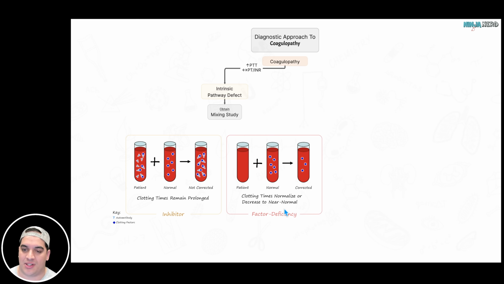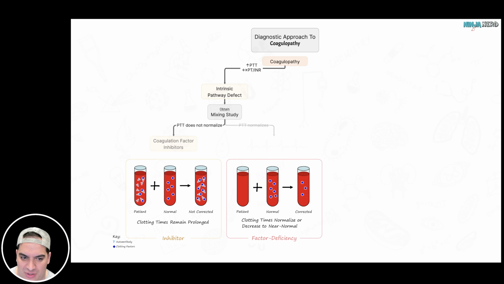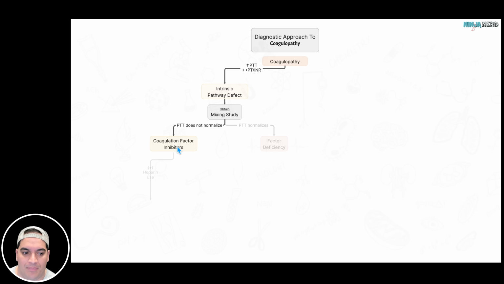So what I want you to remember is when you have a patient who bleeds and their PTT is prolonged, you do a mixing study and it stays prolonged, it's an acquired coagulation factor inhibitor. If it does improve, it normalizes or decreases, it's a factor deficiency. That's super, super important. So let's say we take the patient where it does not normalize and it's a coagulation factor inhibitor. What I want to know is, are they using heparin? That's the easiest way to go about this. If they are, it's probably heparin coagulopathy, done. If they are not using heparin, you've got to think about that weird acquired one.